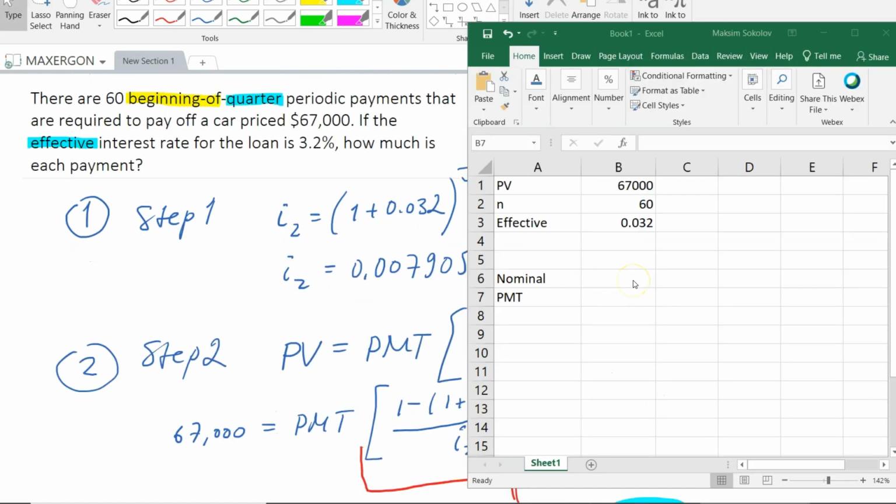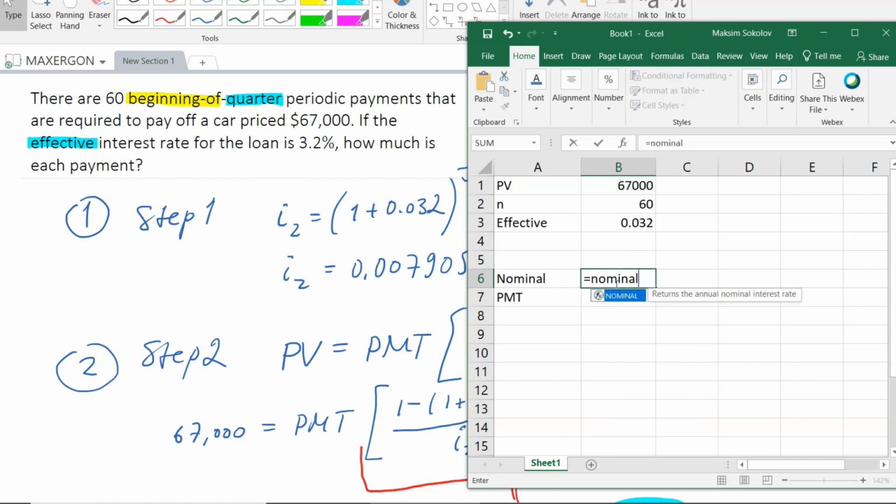In Excel, we need to convert the rate first because that's general annuity. We already have effective rate here, so we'll use function nominal to use this effective rate. So nominal function calls for effective rate. It's here in cell B3. Number of periods that we need is going to be 4. That's because we need quarterly compounded rate. Thus, we found nominal rate. This nominal rate compounded quarterly is equivalent to effective rate of 3.2%.